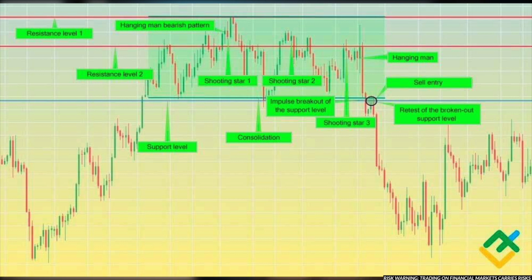So below this level, it is possible to open a short trade with a more risky trading strategy. It is possible to open a trade even higher, in the zone of formation of a shooting star and a hanging man.